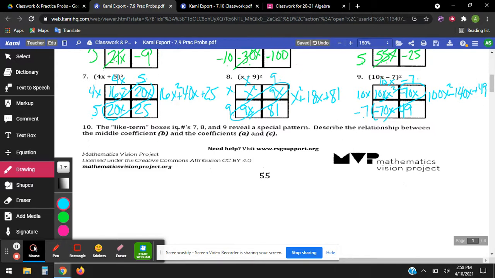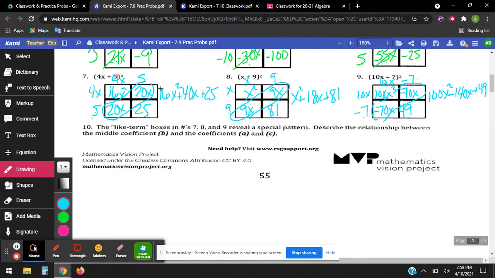So the like term boxes in 7, 8, and 9, these last ones, reveal a special pattern. Describe the relationship between the middle coefficient b and the coefficients a and c. So, how do I get the 40x out of 16x squared and 25? Well, let's see. I took the 4 times 5, the 4 times 5, so I took my original a and my c.